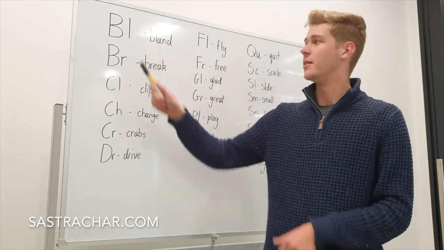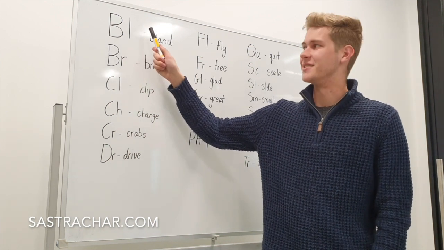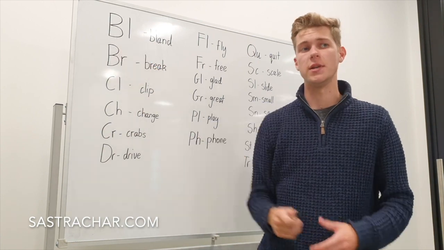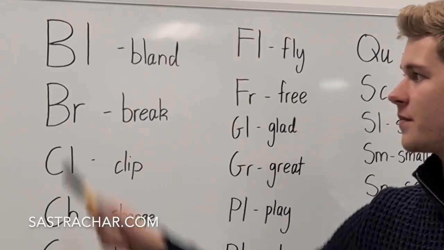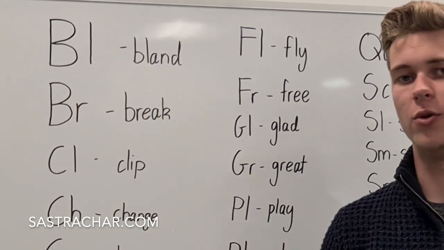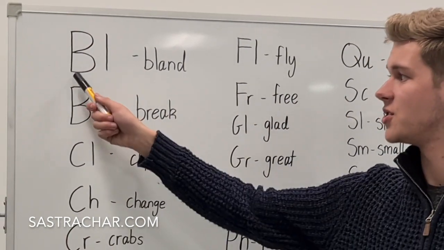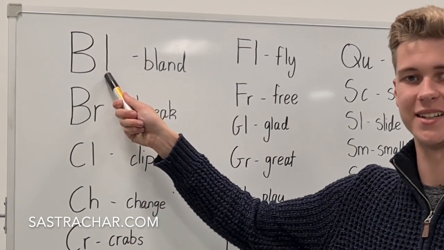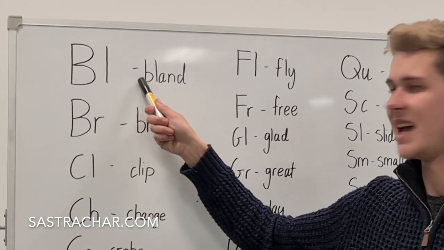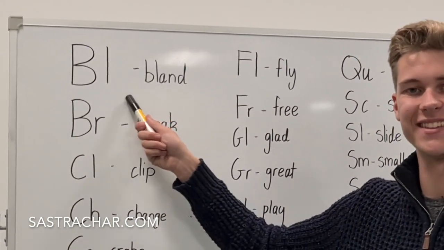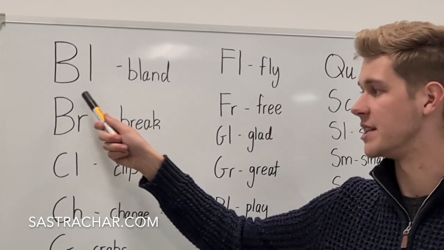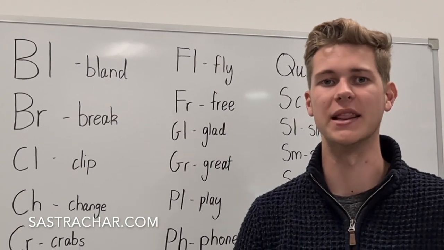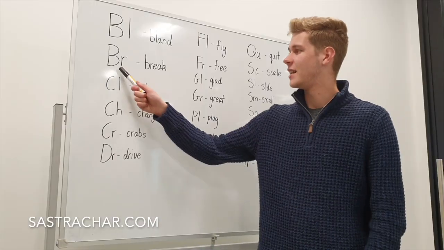So we've got a B and an L. Now the B would usually go B, and the L would go L. So together they make a bl sound. Bl, bl. As you can see here, that's for bland. Bland. So see how I'm putting my two consonants together, B and L. Bland. Alright. Let's take a look at this one here.